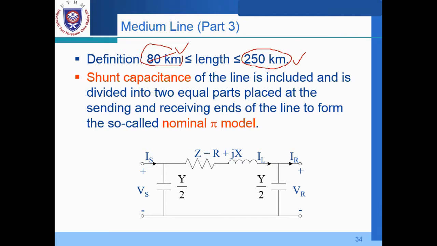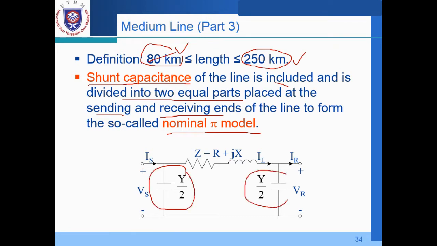So we do have the shunt capacitance, which has been neglected in the short line model, but taken into consideration this time around. So it is included and divided into two equal parts placed at both the sending and receiving ends of the line to form the so-called nominal pi model. Okay, so this is the definition part of the medium transmission line. Okay, we have the shunt capacitance.